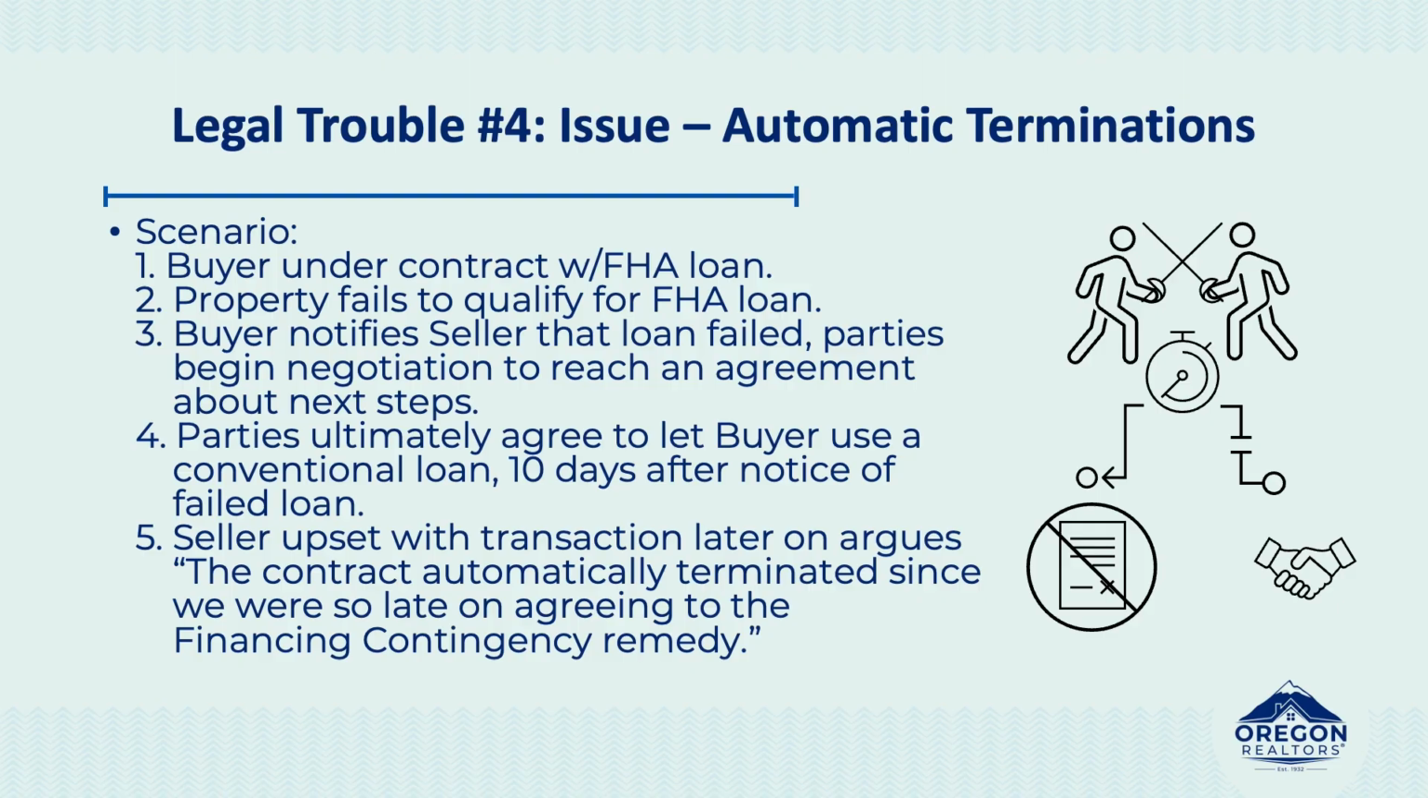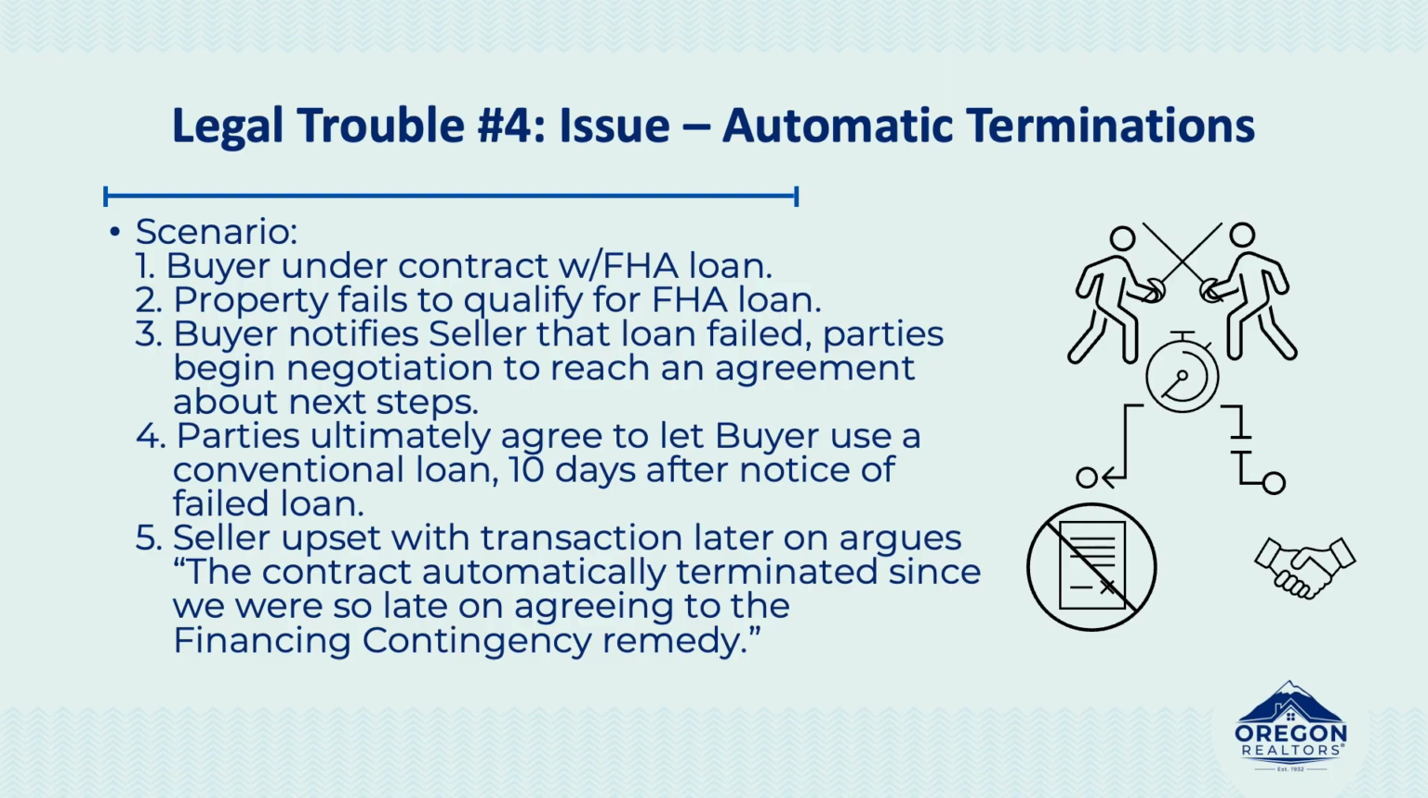The buyer fails to qualify for the FHA loan. The property fails to qualify for whatever reason. Could be some issue with the deck or some issue with the house. The buyer notifies seller that the loan has failed, and the parties begin negotiating to reach an agreement about their next steps. The buyer wants to use a conventional loan.